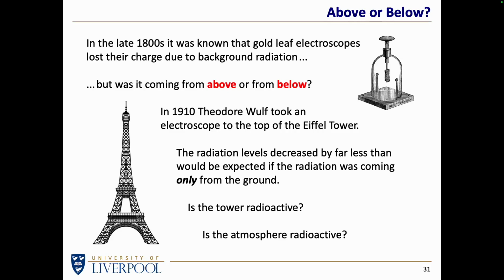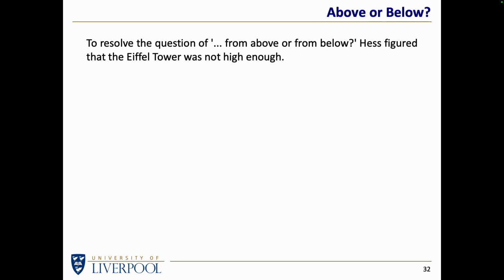How do you know whether or not radon is affecting your measurements? The bottom line is the height of the Eiffel Tower is not enough to distinguish between radiation levels at different heights. This is where Hess comes in and said, we need to sort this out. If we want to know whether background radiation is coming from below our feet or above our heads, we need something higher than the Eiffel Tower. A few hundred meters is not enough. So what do you do about that?